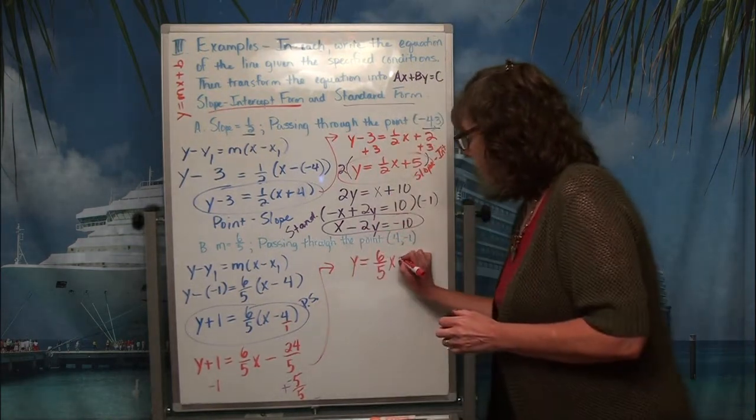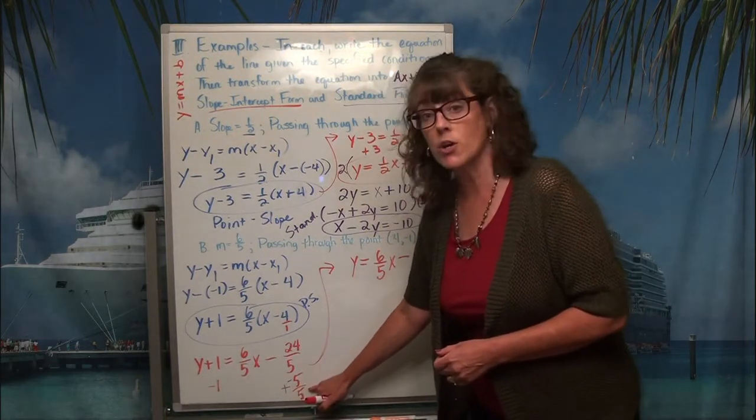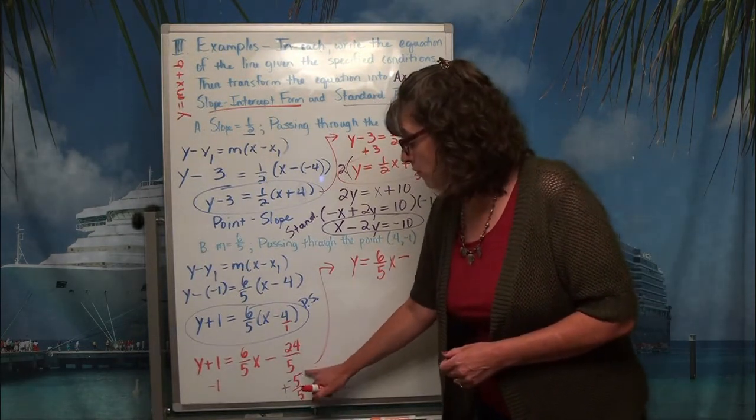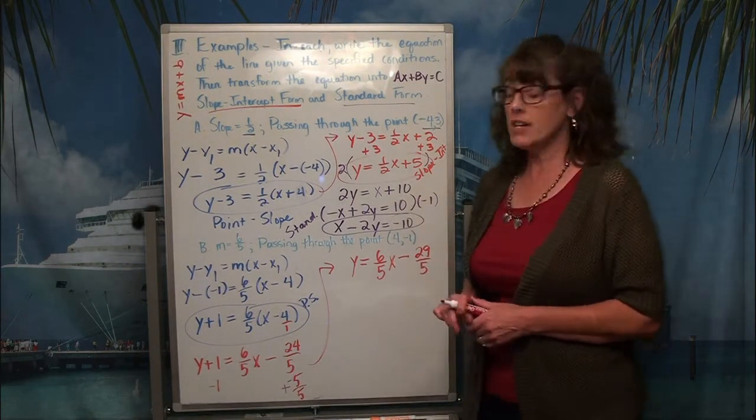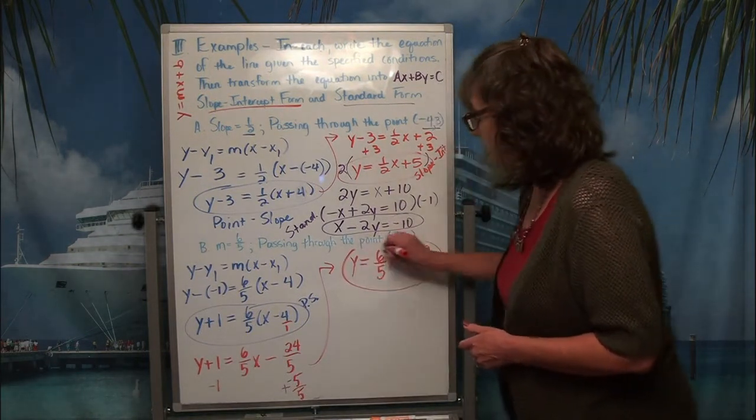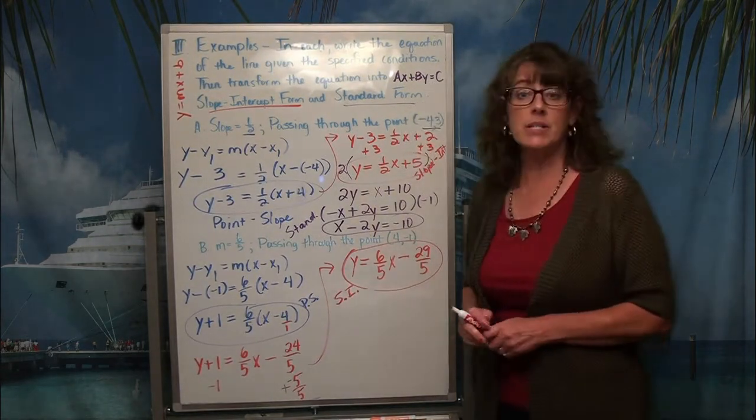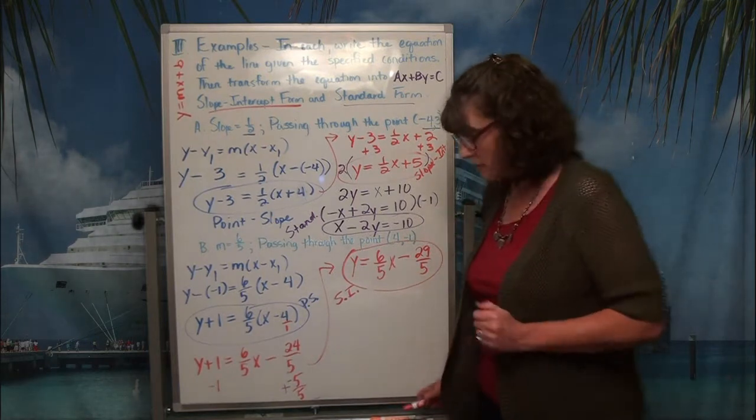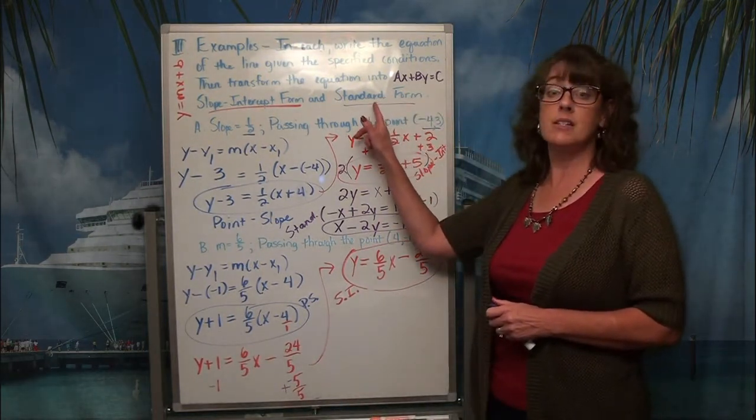So I know I'm going to have a minus, and when I combine the digits, since I have common denominators, I can go ahead and add up those numerators. 24 and 5 is a 29 over 5. There it is. Believe it or not, that's my slope intercept form. I know, it's kind of scary looking with the fractions, but that's it. That's slope intercept form. Now my task is to translate it into standard form.